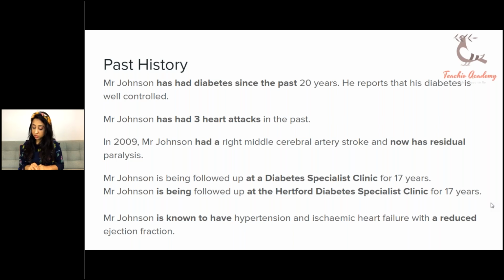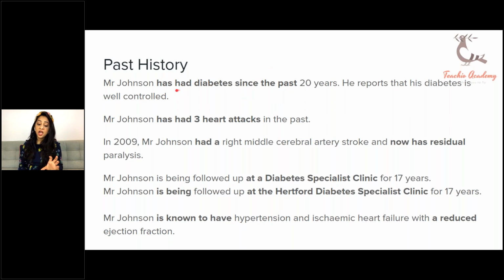So Yash is asked, can we write "Mr. Johnson has been suffering from diabetes for past"? Yash, it's always "the past". Guys, this is also a very common mistake. I'm glad that Yash has highlighted that. Whenever you're writing about a particular time period, you're always going to precede that with "the".